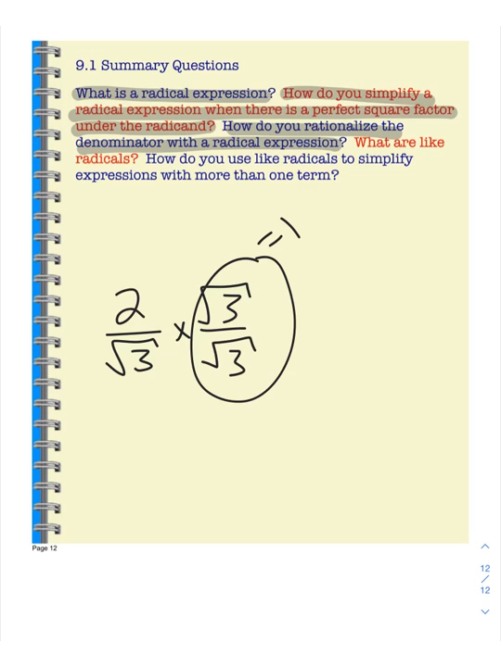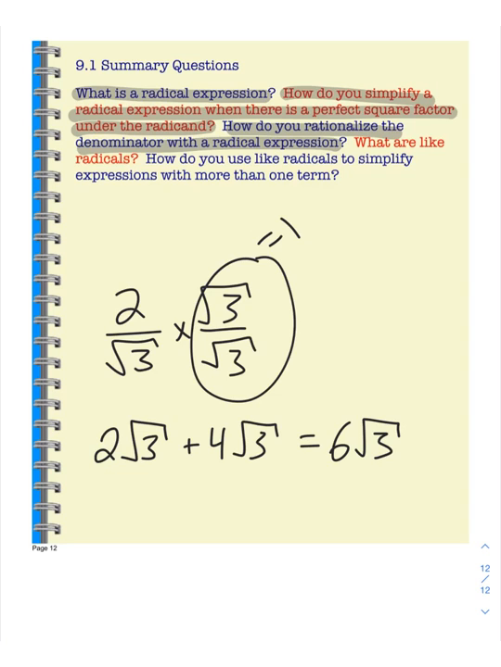All right, what are like radicals? They're radicals with the same index and the same radicand. So I could add 2 square root of 3 plus 4 square root of 3, because those are like radicals. And we also learned how to simplify expressions with more than one like term.